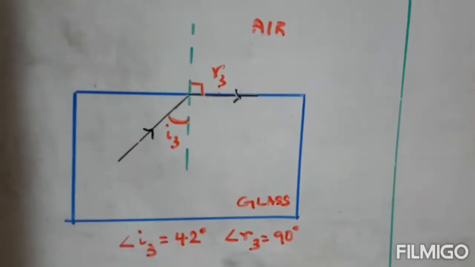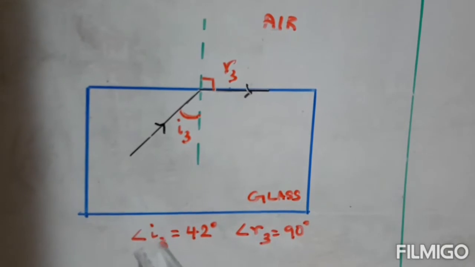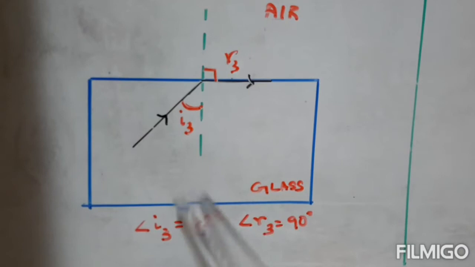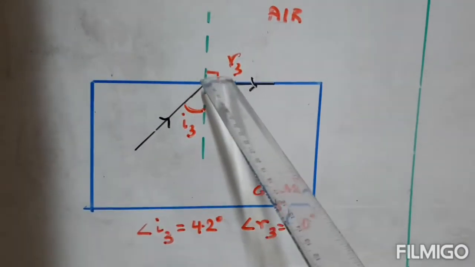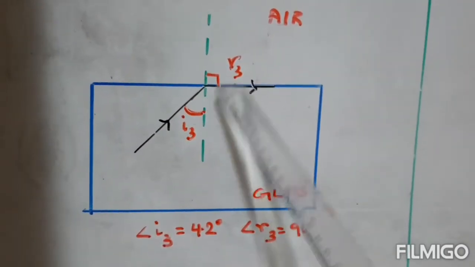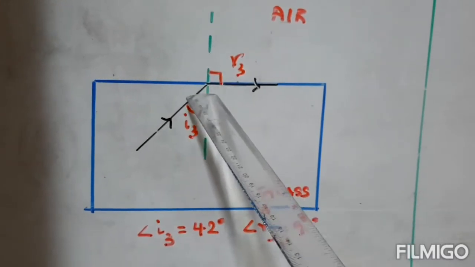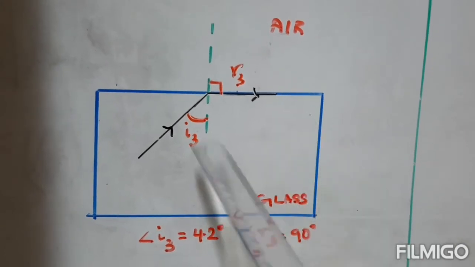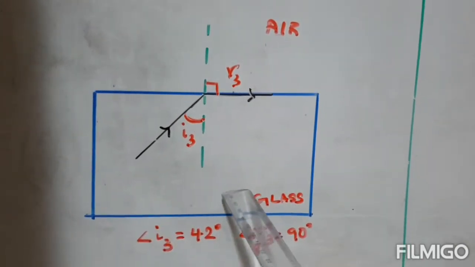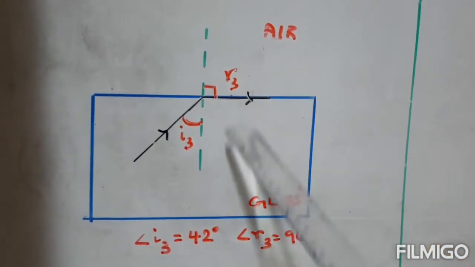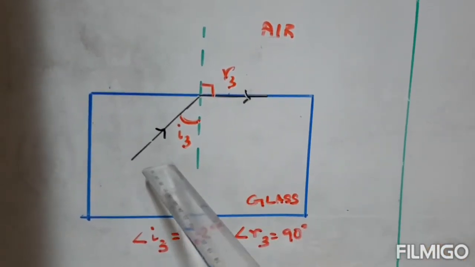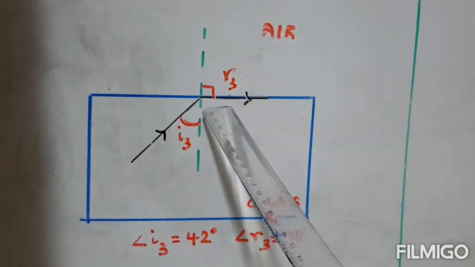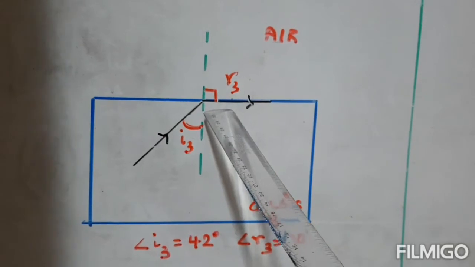In this diagram we can see that the angle of incidence is again increased by 1 degree, it becomes 42 degrees, and the angle of refraction becomes 90 degrees. The refracted ray passes along the surface of separation when the light ray travels from denser medium to the rarer medium. Angle of incidence 42 and the corresponding angle of refraction becomes 90 degrees.